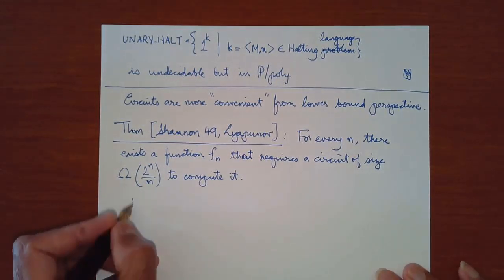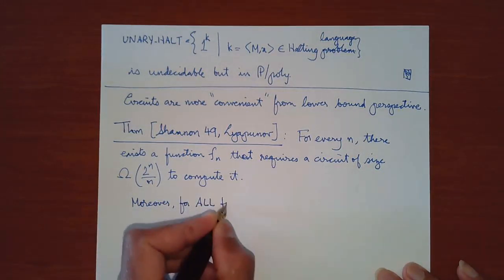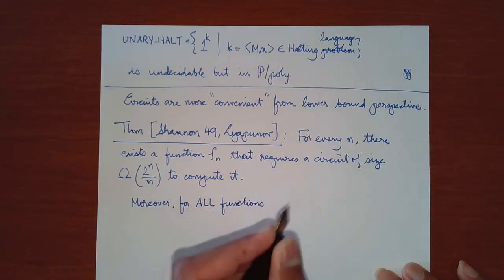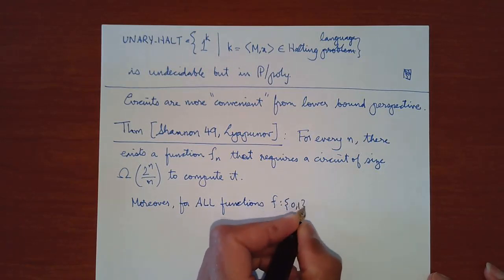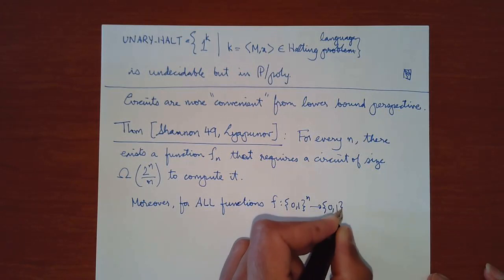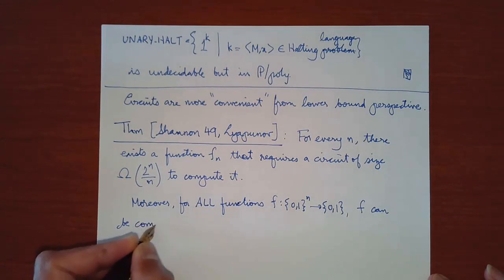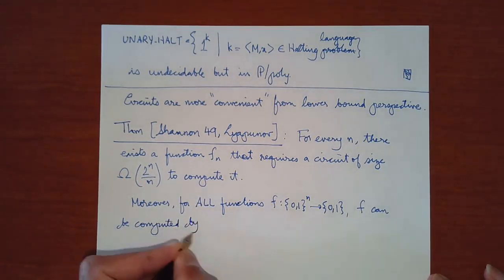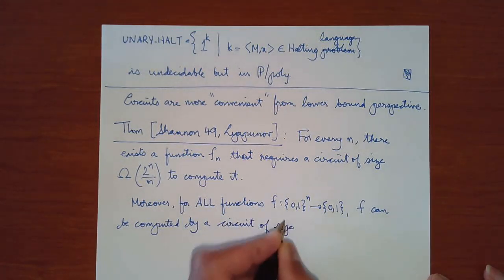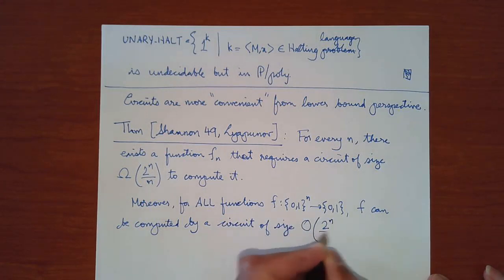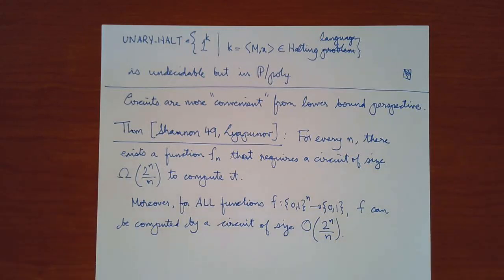So what is remarkable is that all functions f, which are n-input functions, all functions f can be computed by a circuit of size O(2^n / n). So 2^n divided by n is actually the right answer.